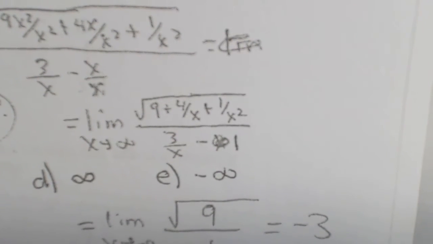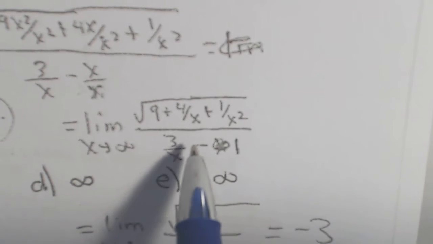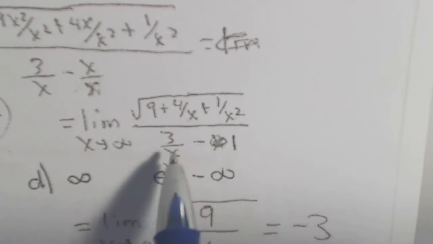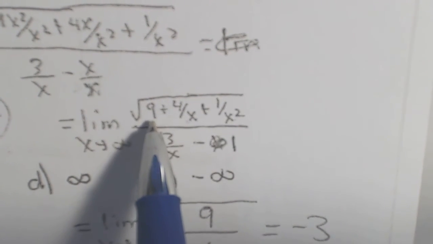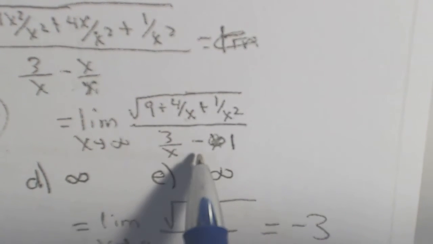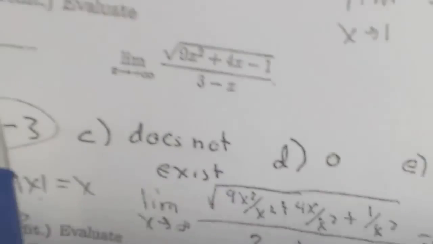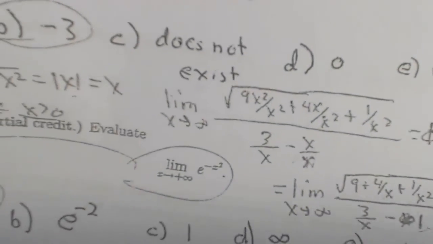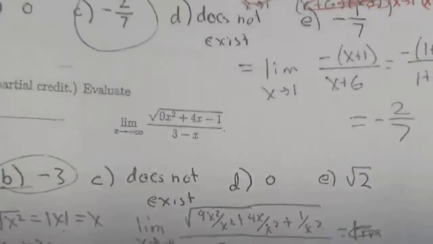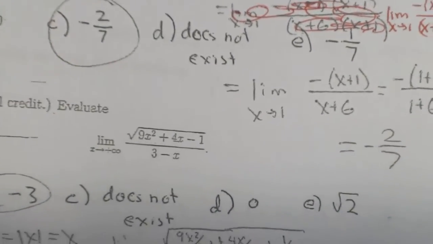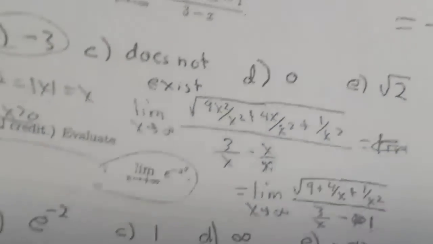Now, as x approaches infinity, all the terms with x in the denominator are going to go to 0. That goes to 0, that goes to 0, and that goes to 0, which leaves you with the square root of 9, which is 3, over negative 1. Your answer was negative 3. By the way, the ABCDs were scrambled, so don't go by the ABCDs, go by the answers that we're showing.